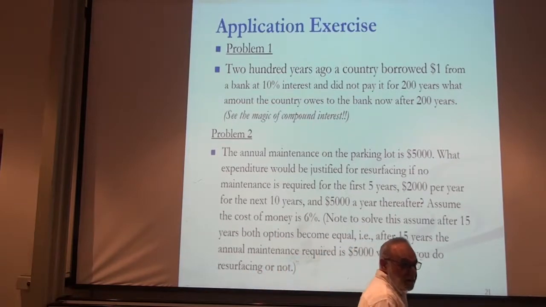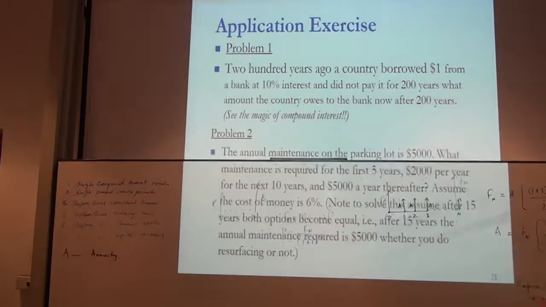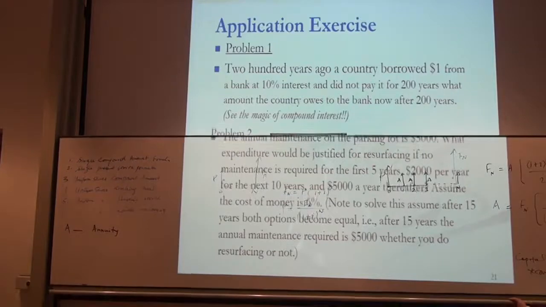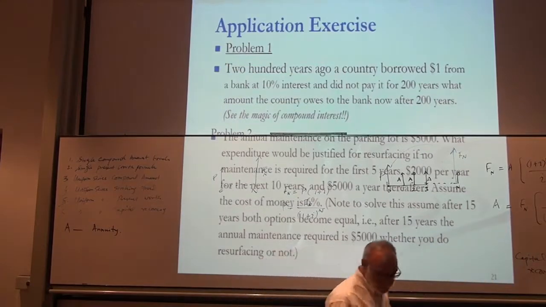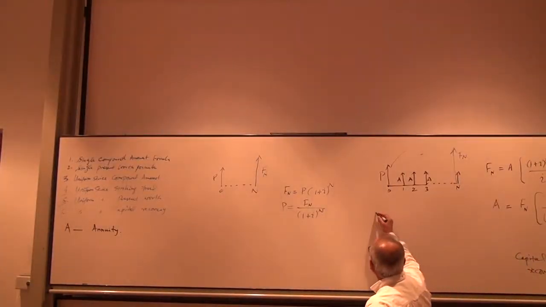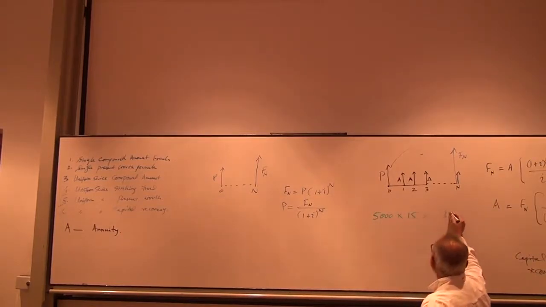All right? If there is no time value of money concept, and these interest formulas exist because of the time value of money concept, then you can say that it is $5,000 for 15 years. So it's about $75,000.